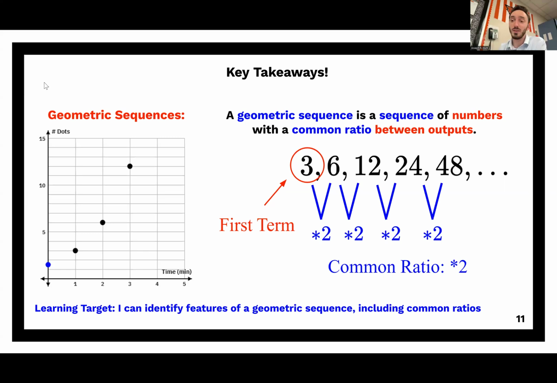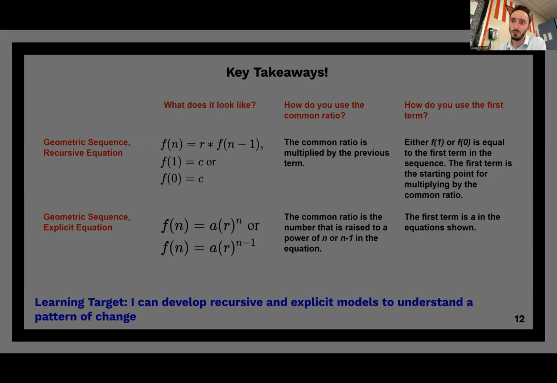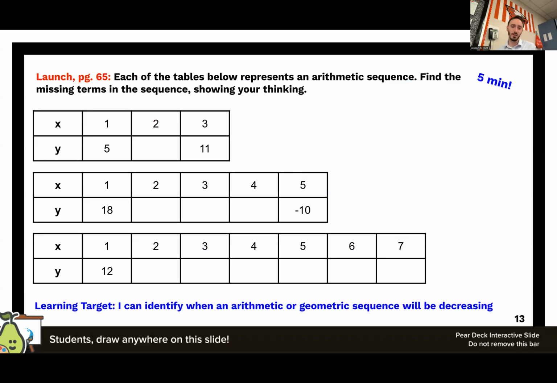Similarly, we've been talking about sequences that could be geometric. Today we're primarily focusing on arithmetic sequences, but when we meet again for lesson 1.9, we'll talk a little bit more about this particular context when it's geometric. So I'm going to move on to our launch activity for today.